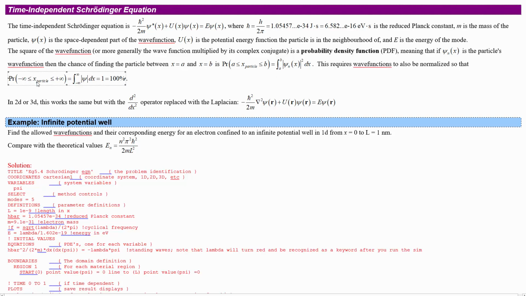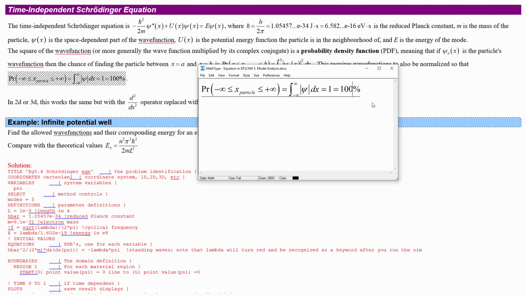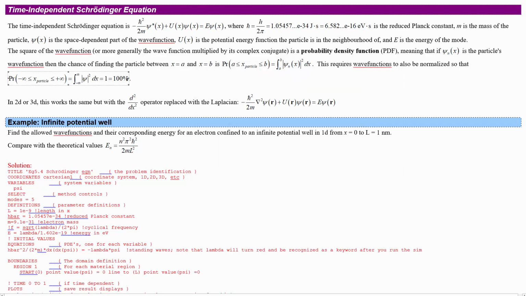So this means that the integral over all possible values of x of the PDF, oh, this should be the PDF, which is the wave function squared, is equal to 1 or 100%, because you can't have 200% probability of something happening. That doesn't make any sense.